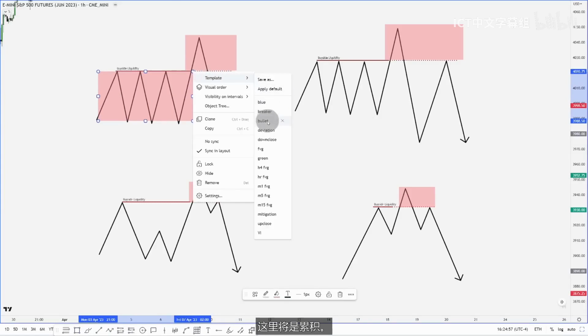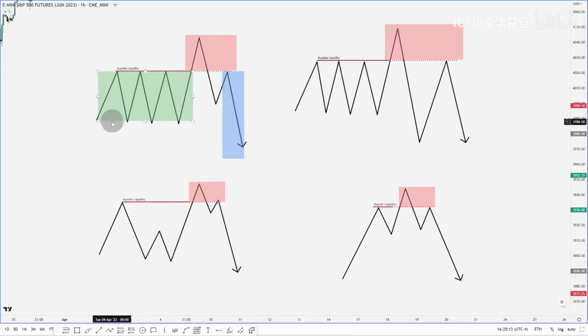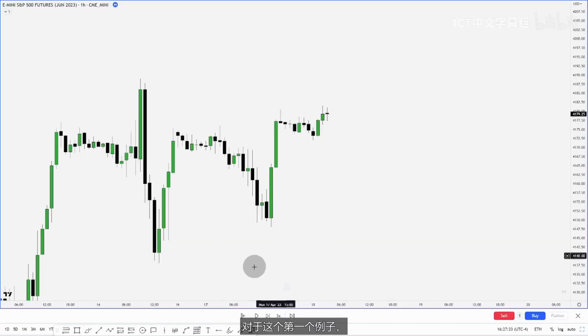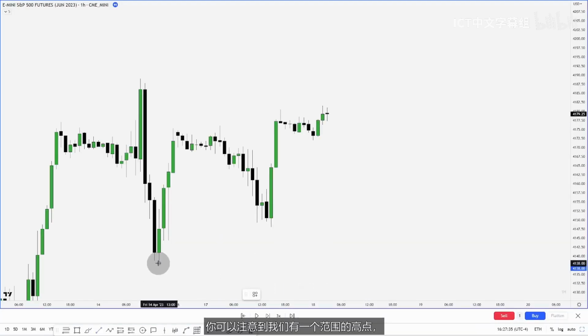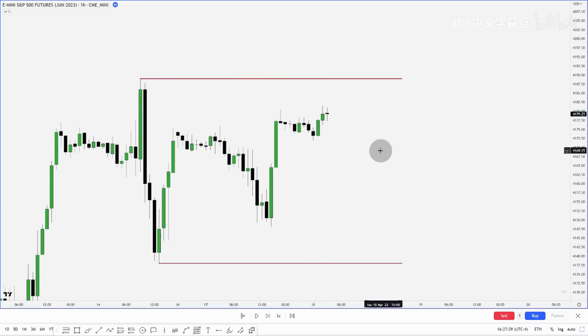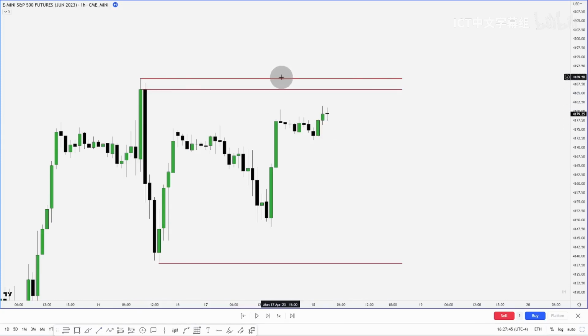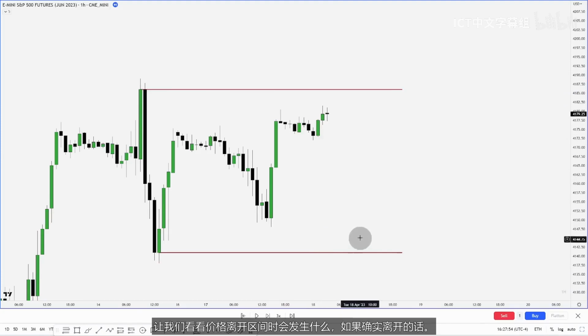Here would be the accumulation. We have our manipulation marked out, and our distribution would be when price moves away from the manipulation and goes lower towards the range low and whatever is resting below. For this first example, you can notice we have a range high and a range low right here. And one thing to point out, I generally mark out the bodies for this setup, so that is what I'm going to be using. Now that we have those marked out, let's see what happens when price leaves the range if it does.